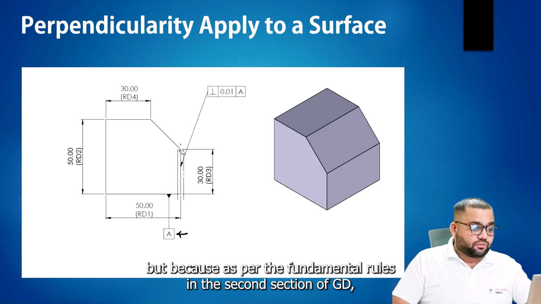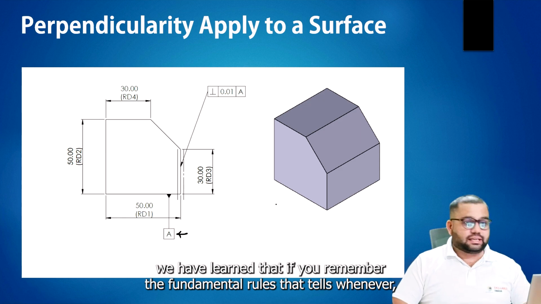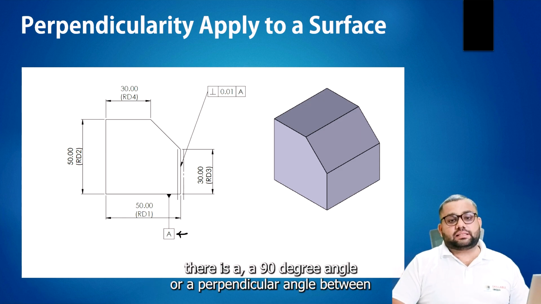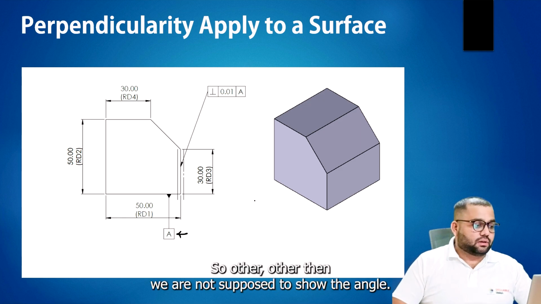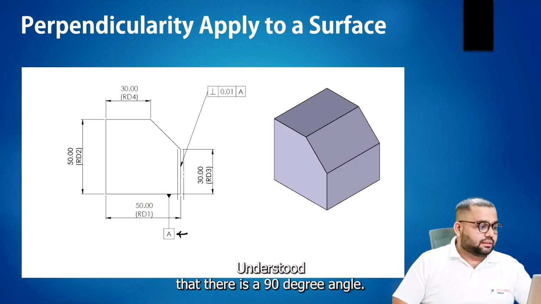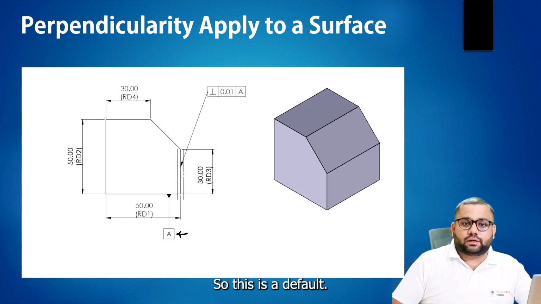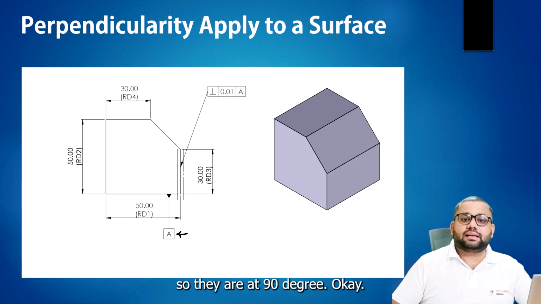Because as per the fundamental rules in the second section of GD&T, we have learned that whenever there is a 90-degree or perpendicular angle between two surfaces or two features which are at right angles to each other, we are not supposed to show the angle. It is understood by default that there is a 90-degree angle. If there are two perpendicular features, we understand they are at 90 degrees.